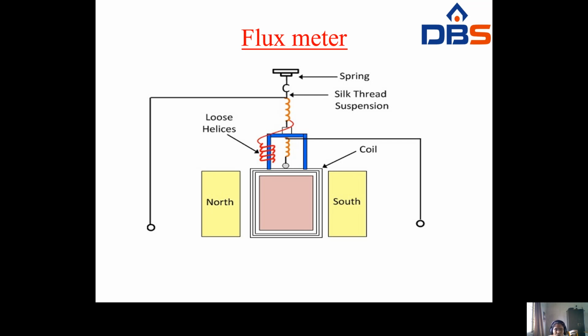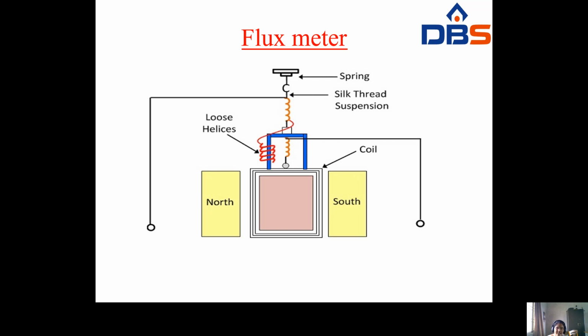Next you have to go for the flux meter. This flux meter is used to find out the flux value. Here also the deflection is proportional to the flux, that means how much amount of flux will be produced. It also has a structure similar to the ballistic galvanometer. The name itself indicates that this flux meter is used to find out the flux value.